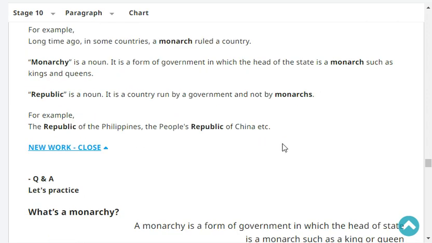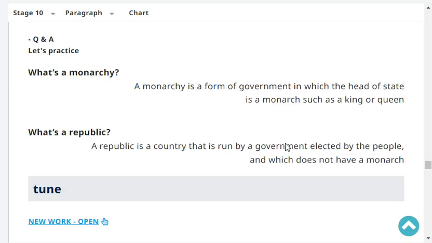Monarchy is a noun. It is a form of government in which the head of state is a monarch, such as a king or a queen, like England. Republic is a noun. It is a country run by a government and not a monarch. For example, the Republic of the Philippines, the People's Republic of China, etc.